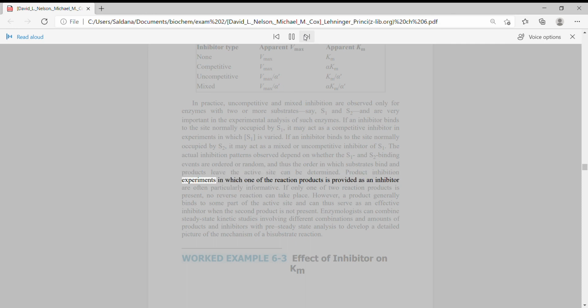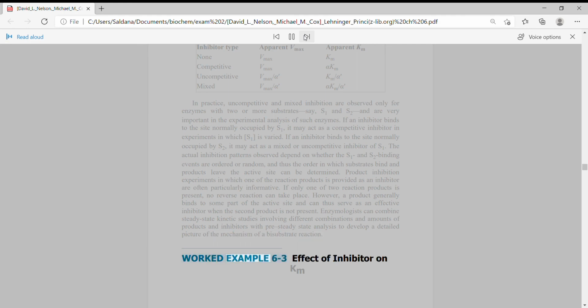Product inhibition experiments in which one of the reaction products is provided as an inhibitor are often particularly informative. If only one of two reaction products is present, no reverse reaction can take place. However, a product generally binds to some part of the active site and can thus serve as an effective inhibitor when the second product is not present. Enzymologists can combine steady-state kinetic studies involving different combinations and amounts of products and inhibitors with pre-steady-state analysis to develop a detailed picture of the mechanism of a bisubstrate reaction.